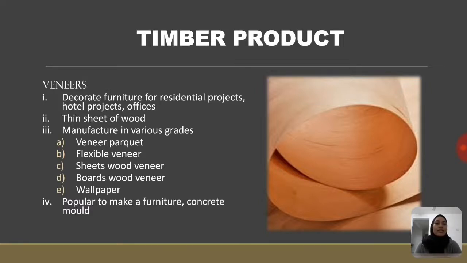The characteristic is that it is a thin sheet of wood, and it is manufactured in various grades, which are veneer parquet, flexible veneer, sheet wood veneer, board wood veneer, and wallpaper. It is popular for making furniture or concrete molds.